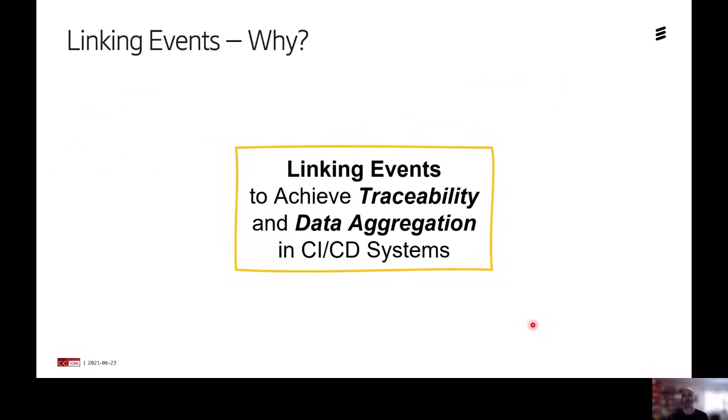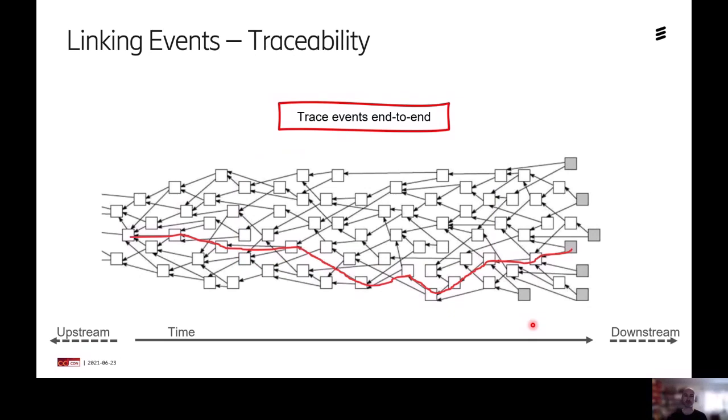Now, why should you then link events in this way? Let's go into the main topics, the topics of traceability and data aggregation. And we start with traceability. So with the graph of linked events from your CI/CD system, you can trace events end to end to find what has happened in the complex production flow, from the earliest source code commit, which we exemplify to the left in the picture here, of a low-level library, all the way to a customer deployment and beyond, if you like.